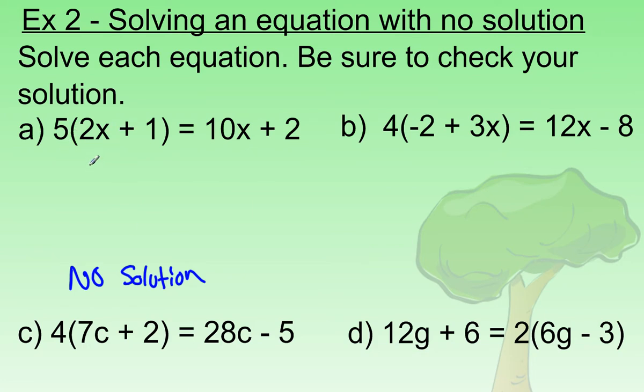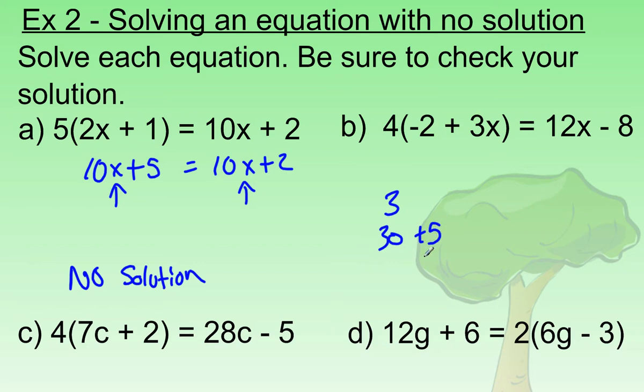If I distribute this again, we had 10x plus 5, and this side was 10x plus 2. So I want you to think of any number right now, and if you plug it in for x, think of a number and multiply it by 10. So my imaginary number is going to be 3. If I take 3 and times by 10, I get 30. Now, can you take that number and add 5 and add 2 and get the same thing? No. On one side, you're adding 5 to 30. On the other side, you're adding 2 to 30.